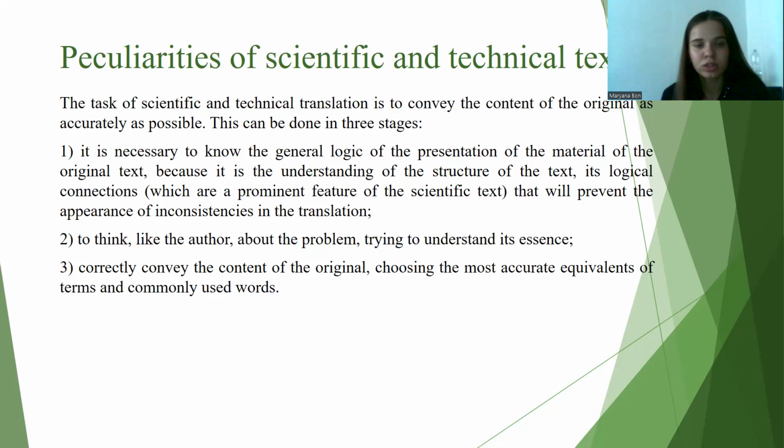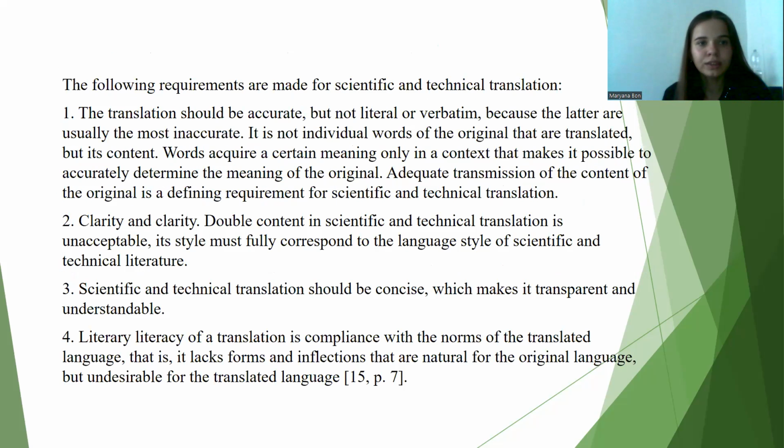inconsistencies in the translation. The second one: understand what the author says about the problem, trying to understand its sense. The third one is to correctly convey the content of the original, choosing the most accurate equivalents of terms and commonly used words. The following requirements are made for scientific and technical translation.